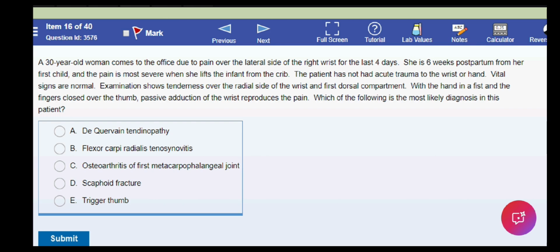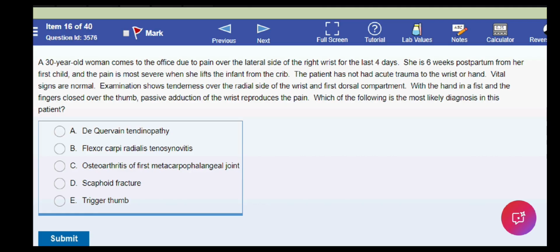Okay? Examination: we see tenderness over the radial side of the wrist and first dorsal compartment, meaning the lateral part, with the hand in a fist and the fingers closed over the thumb. This passive adduction reproduces the pain. I will repeat: hand in a fist, and fingers closed over the thumb. This passive abduction reproduces the pain. We'll see a picture like this. So what is the diagnosis?